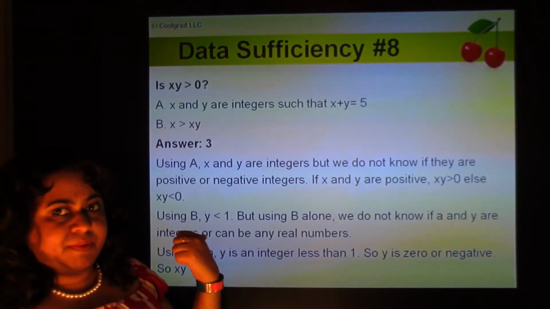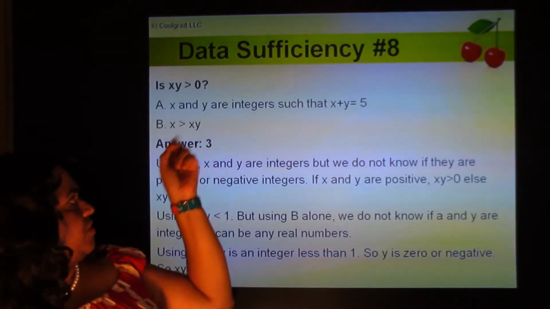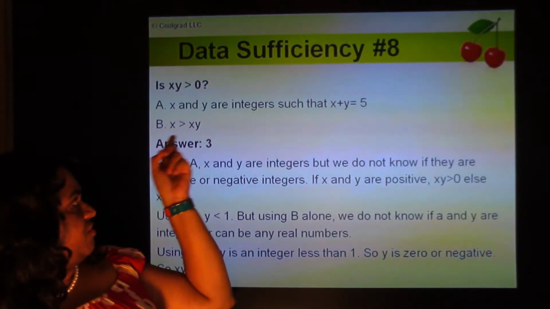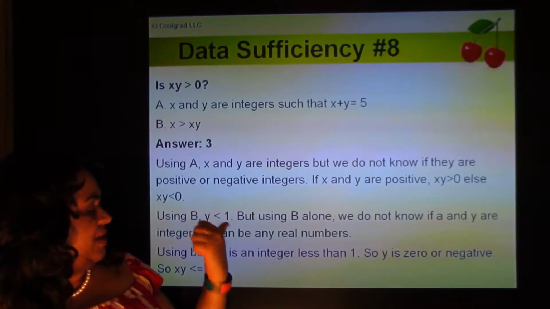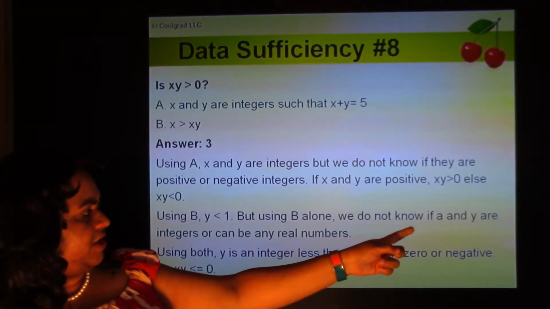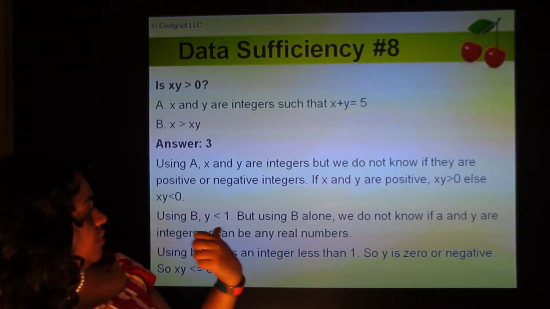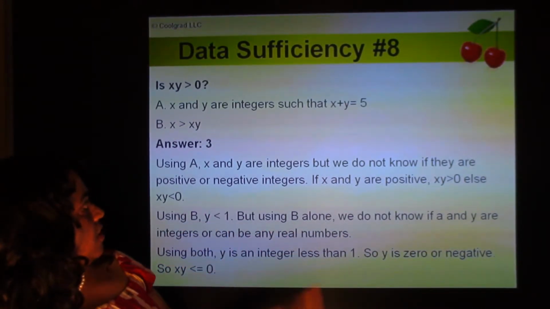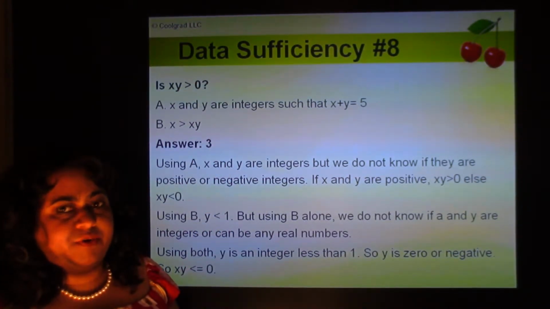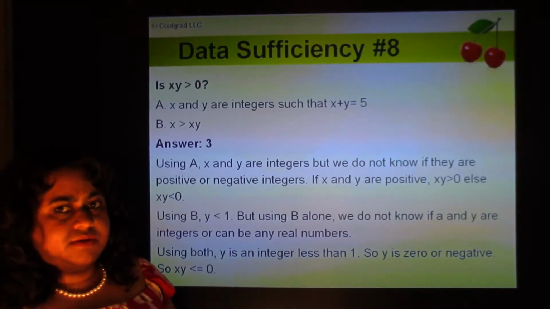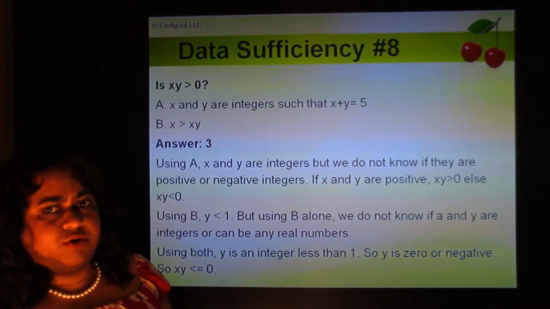But let's say we use statement B alone. X is greater than xy. So you cancel x on either side. So you get 1 is greater than y, and so y is less than 1. Directly you get it from the statement. Y is less than 1. Using B alone, we do not know if x and y are integers or can be any real numbers. It doesn't say whether they are integers or any real numbers. So y is less than 1. So what if y is equal to 0 or y is equal to 0.5? We don't know, right?